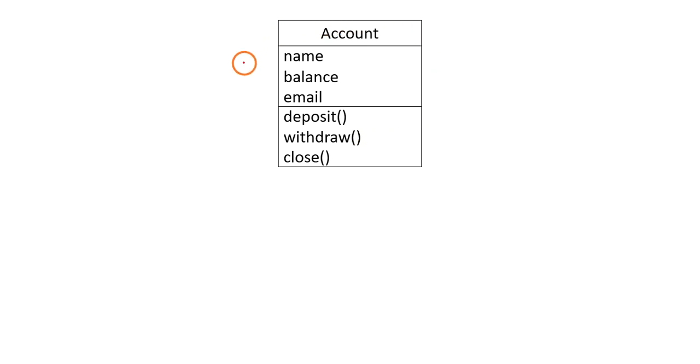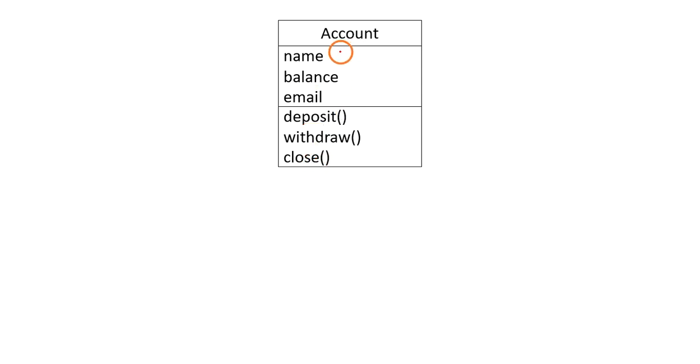So whatever you are seeing on the slide right now is the representation of a class. We represent a class diagrammatically like this rectangle. There are three compartments in the box, right? First one is the class name. Second compartment contains the properties, and the third compartment contains the methods. So the class name is Account, and the properties of the Account class are name, balance, and email. Similarly, the methods which are available in the Account class are deposit, withdraw, and close.